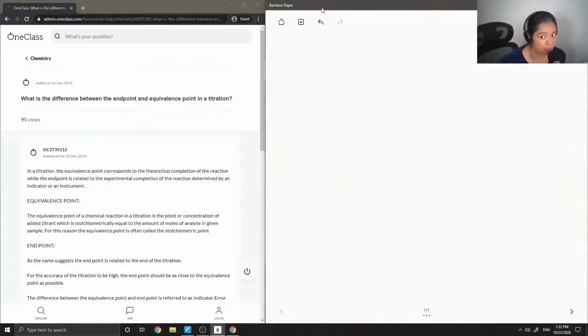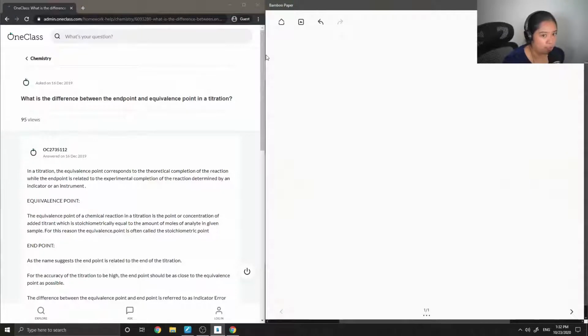So now I'm just going to get started on our set of questions for today's session. Okay, so the first question asks, what is the difference between the endpoint and equivalence point in a titration? Okay, so I'm just going to make a comparison chart of endpoint versus equivalence point.